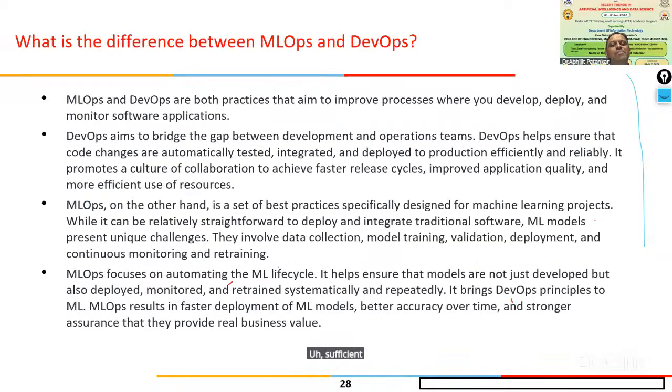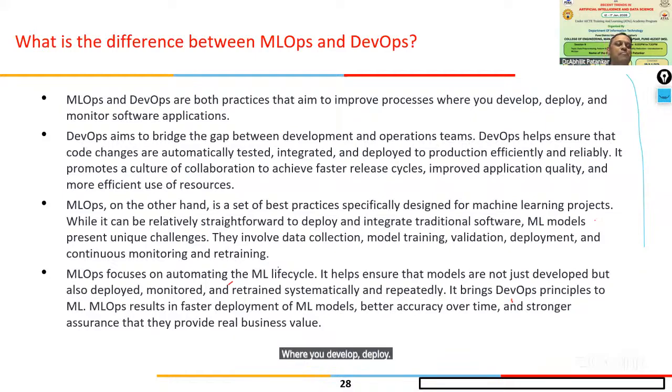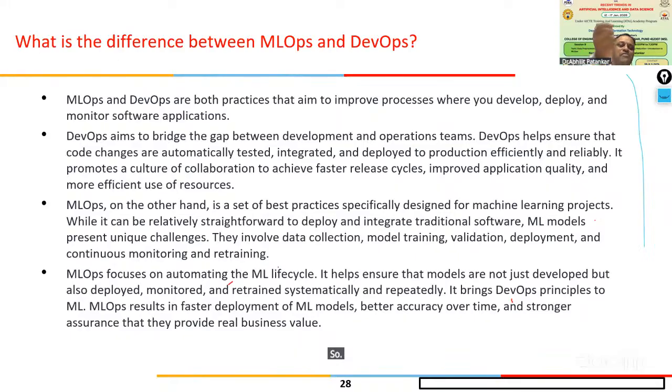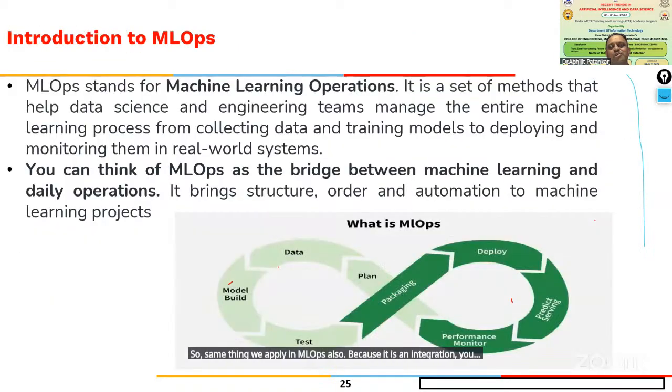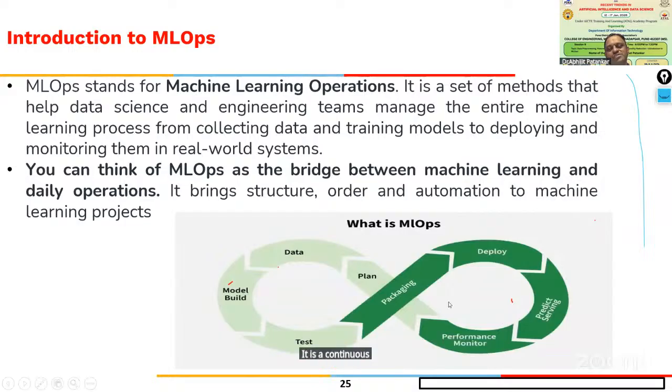So how do we compare MLOps with DevOps? MLOps and DevOps are both practices that aim to improve the processes where you develop, deploy, and monitor software applications. In DevOps, what will happen? We develop, we deploy, and monitor. The same thing we apply in MLOps also, because it is an integration. You see the symbol of MLOps. It is a continuous integration process.